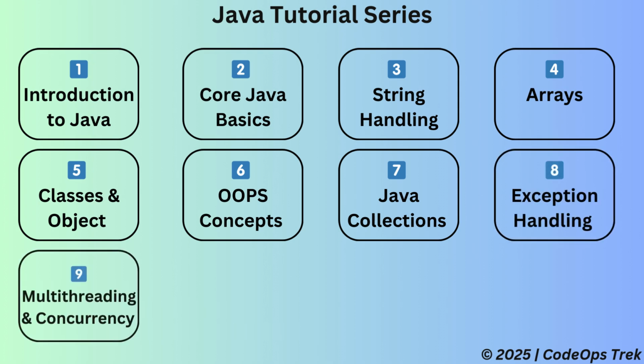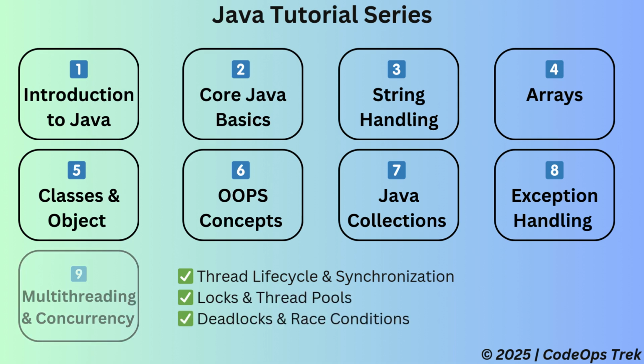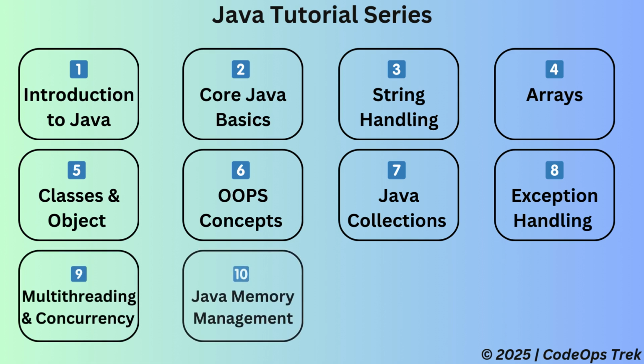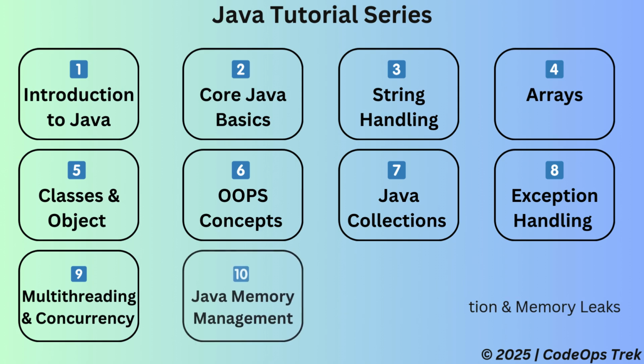Ninth, multithreading and concurrency. Java provides robust support for multithreading. We'll explore thread lifecycle and synchronization, locks and thread pools, deadlocks and race conditions. 10th, Java memory management. We'll dive deep into JVM architecture, stack and heap memory, garbage collection and memory leaks.